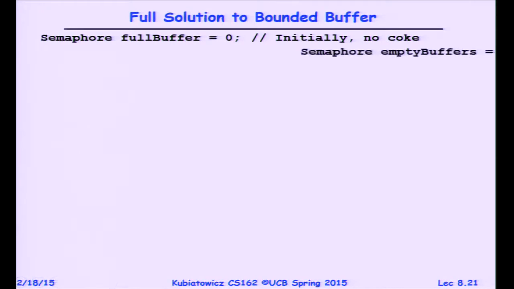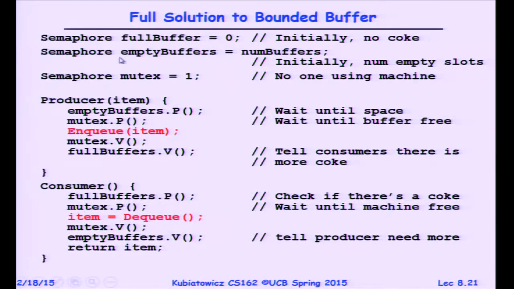And so here's a full solution. I'll just put this out here. We start the full buffer constraint at 0 because initially there's no Coke in the machine. Therefore, if a student comes along and tries to take a Coke out of that machine, they're going to execute a P operation on the full buffer, and they're going to go to sleep in front of it.